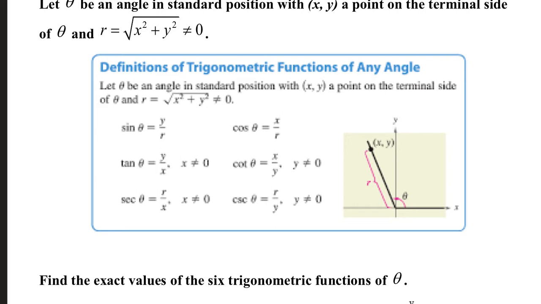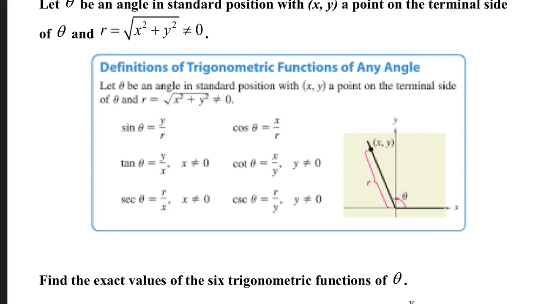So in the little box here, definitions of trigonometric functions of any angle, we're going to let theta be an angle in standard position with (x, y) as a point on the terminal side of theta, and r is going to represent the distance that point is from the origin. So remember, an angle in standard position, you have the initial side on the positive x-axis. A positive angle opens counterclockwise. Wherever it terminates, that point will be on the terminal side.